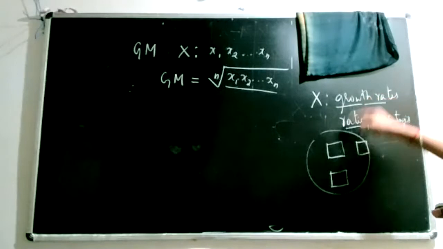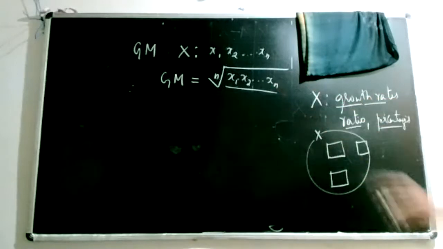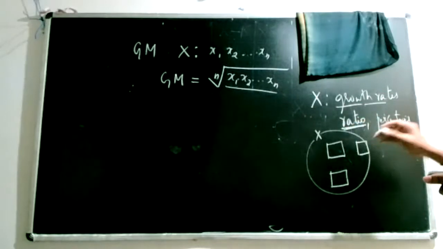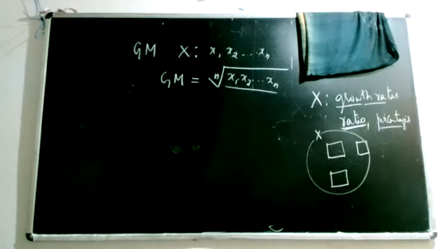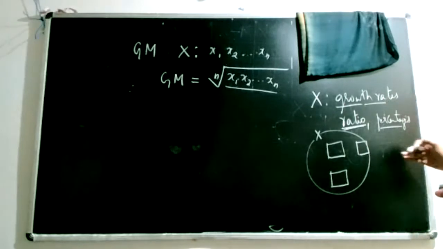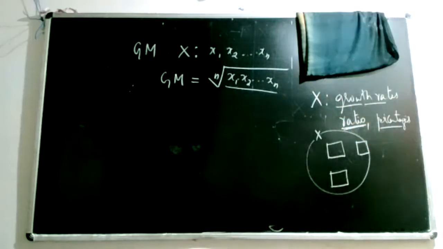If you are recording x values in such a scenario, the suitable average will be the geometric mean. Similarly, when you talk about the ratio or the percentage increase or percentage decrease of certain stock values or price values, in those cases we say the suitable average again is the geometric mean.